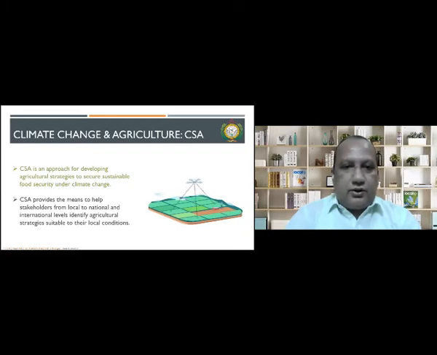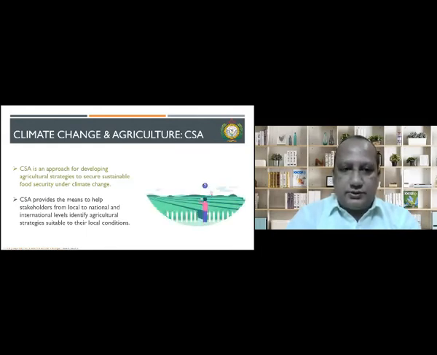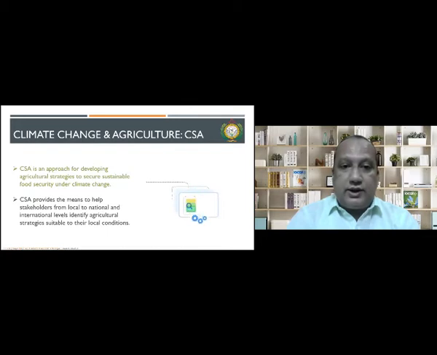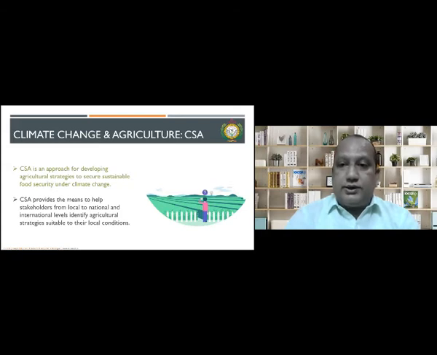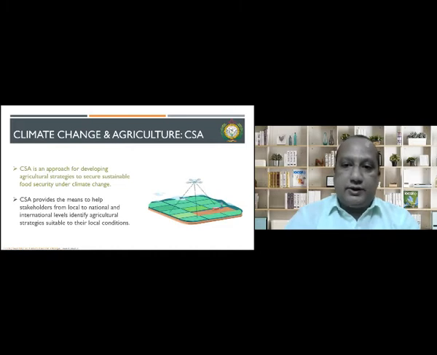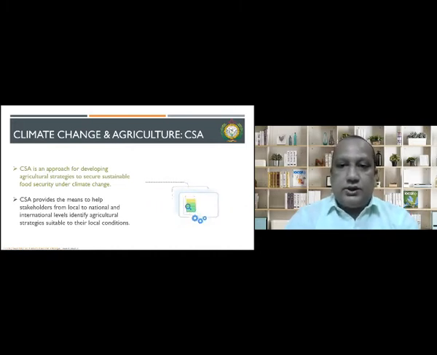And as we have already talked about climate smart agriculture, it's developing strategies to secure sustainable food security under climate change. Okay. It also helps stakeholders from local to national and international levels to identify agriculture strategies suitable to their local conditions. So not one strategy is mentioned, because the region changes, the climate changes, the weather changes, the crop variety changes. There are so many changes, so not one strategy can be applicable to all. So it has to be region specific. Okay.